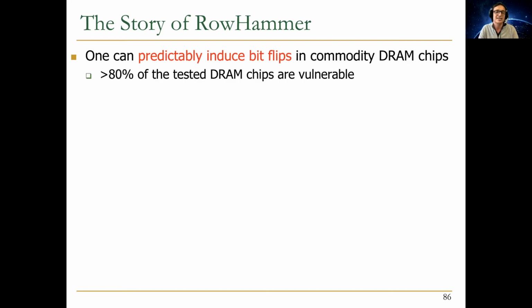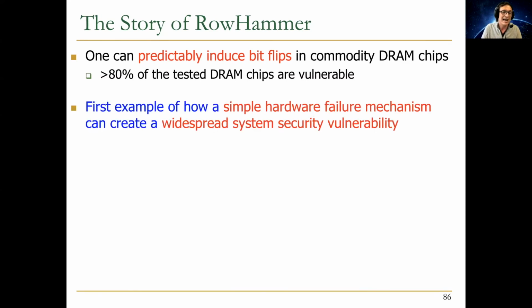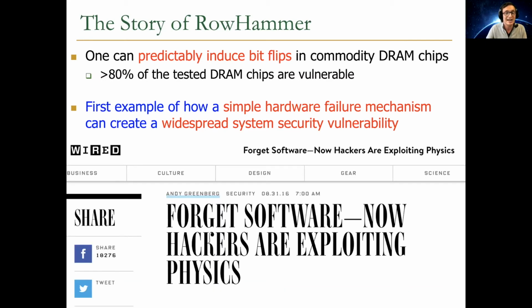And when we actually discovered this, we said that more than 80% of the tested DRAM chips are vulnerable. We demonstrated experimentally and rigorously. And this is really the first example of how a simple hardware circuit level failure mechanism can create a widespread system security vulnerability. And as a result, people are actually developing a lot of attacks.